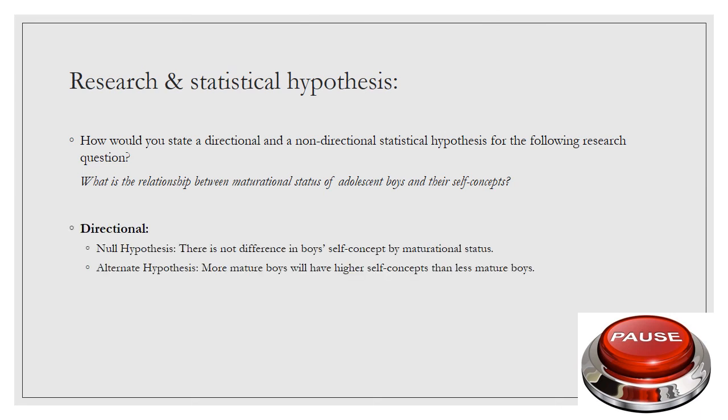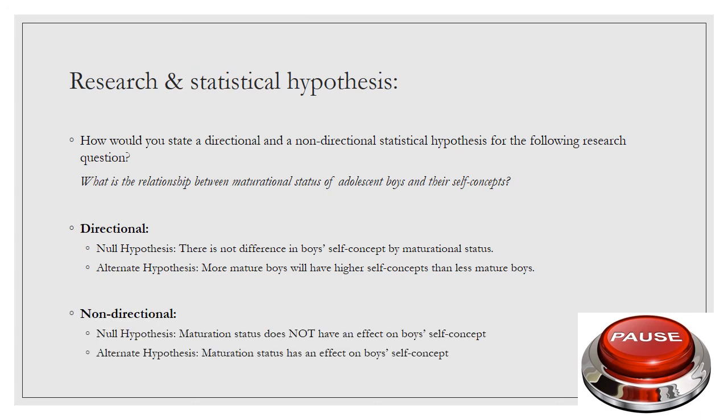If you took the time to pause, yours might look a little different, but here's an example of a directional null and alternative hypothesis. The null is there is no difference in boys' self-concept by maturational status, whereas the alternative might say more mature boys will have higher self-concepts than less mature boys. For a non-directional hypothesis, the null hypothesis is maturation status does not have an effect on boys' self-concept, and the alternative hypothesis will simply state maturation status has an effect on boys' self-concept.